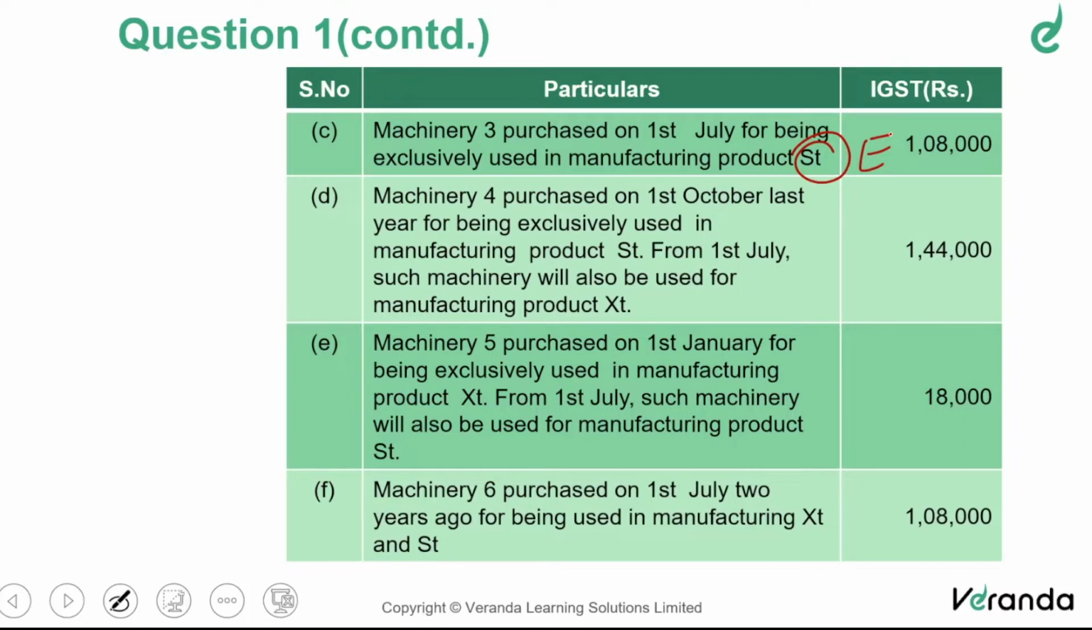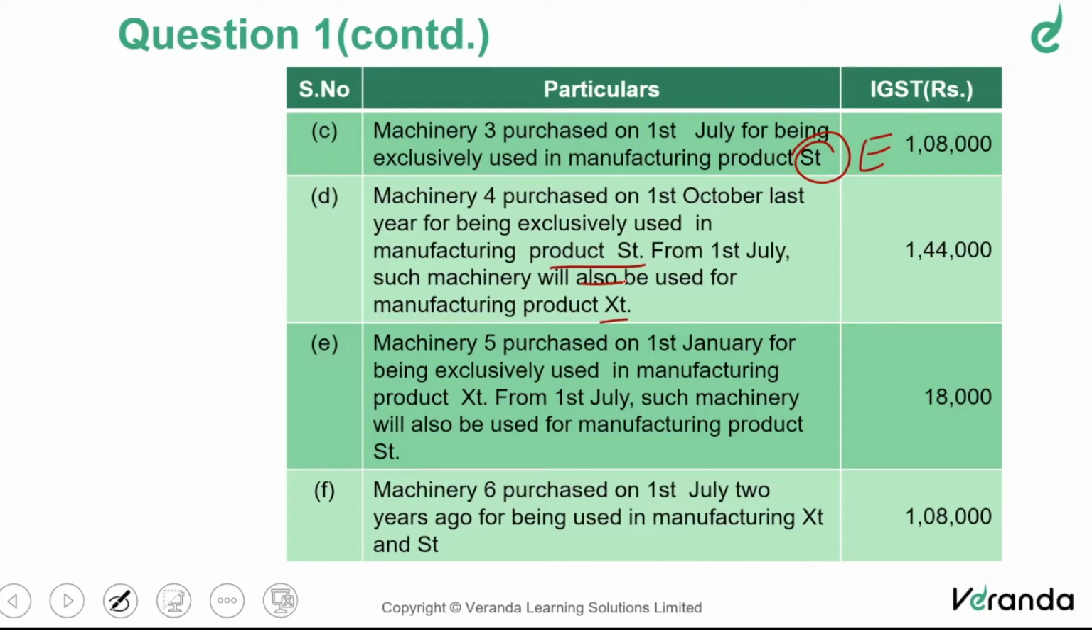Then point number D. Anyway, let's take it one by one, then we'll analyze the question later. Machinery number 4, purchased on 1st of October of the last year, that is the preceding financial year. That is not purchased during the current month of July. Earlier it was used for manufacturing product ST only, the exempt product. But from 1st of July, it is used for manufacturing XT also. So this is a conversion that is happening during the current period.